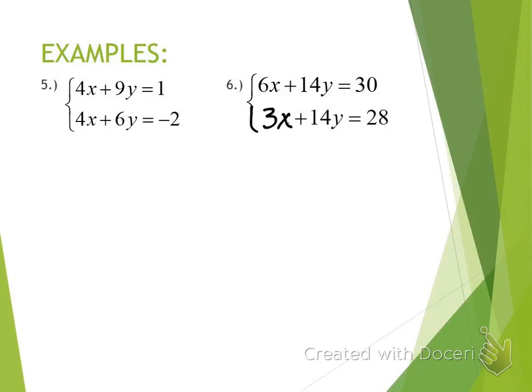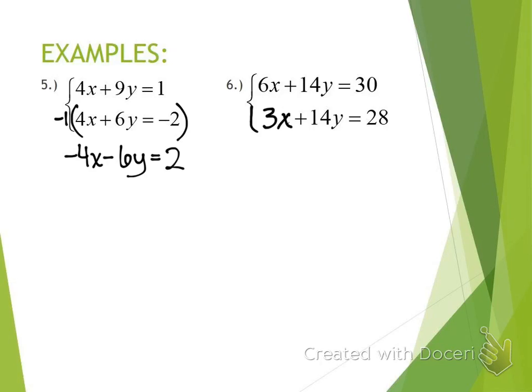So the bottom one is fine if you want to multiply the bottom one by a negative 1. But that means we have to multiply the whole thing, every single piece, by a negative 1. So what does it turn into? Negative 4x minus 6y equals 2. Good. All the signs flip.